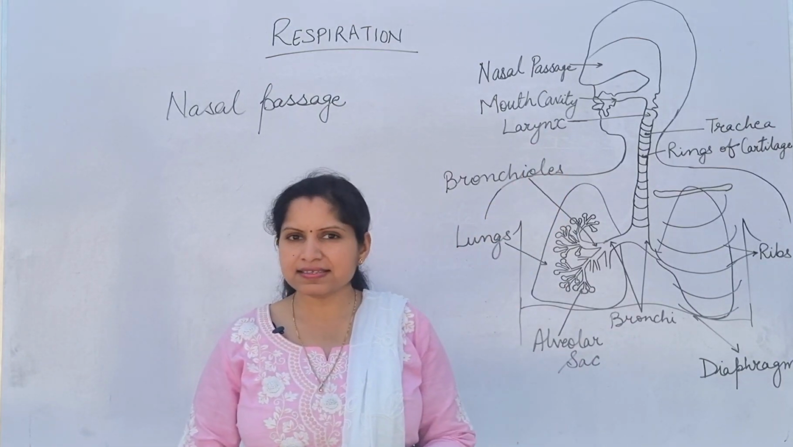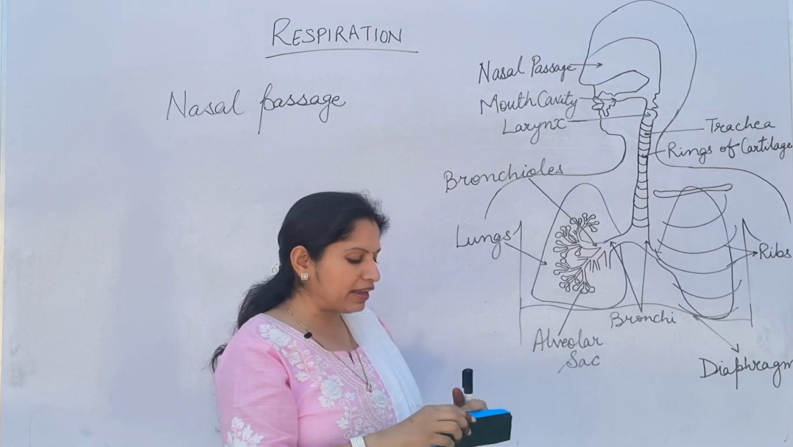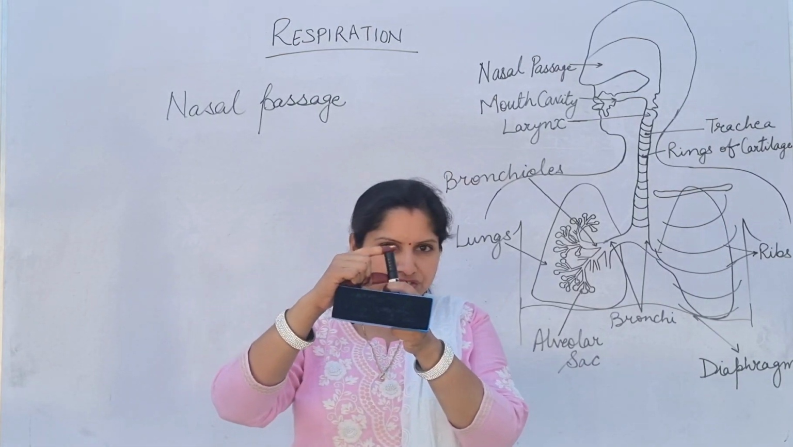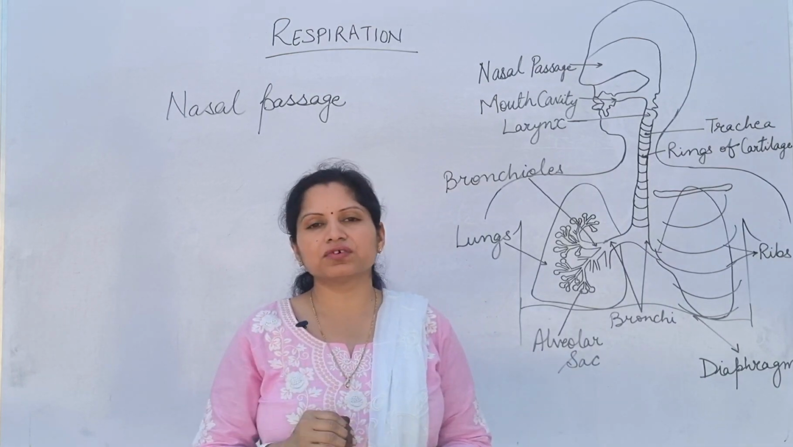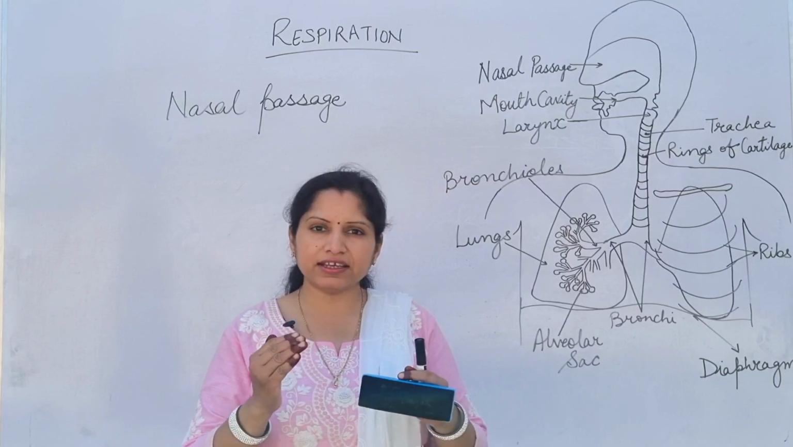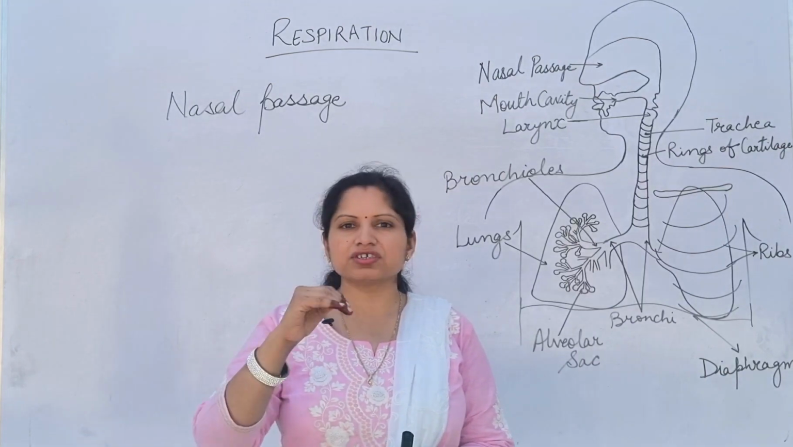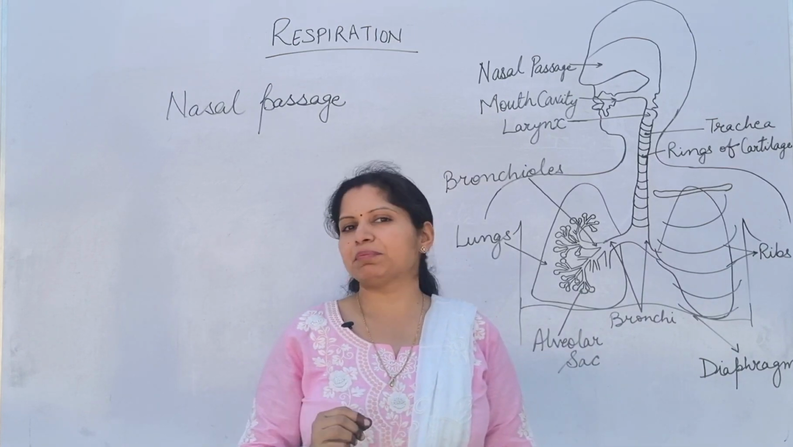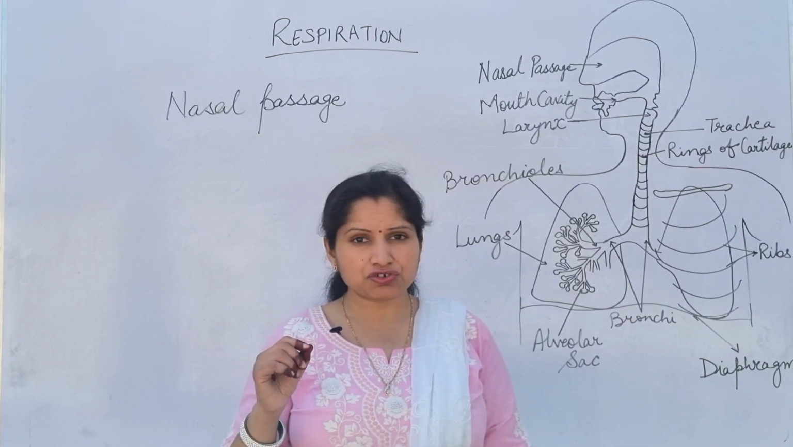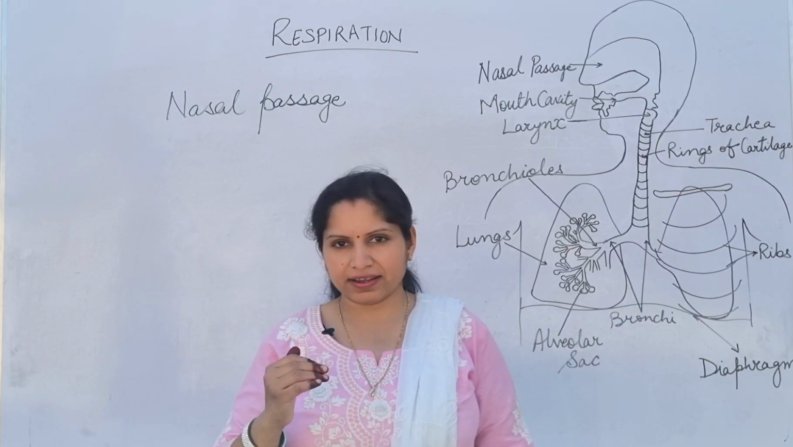So this larynx is covered by a flap-like structure. Flap-like structure means a lid-like structure. This flap-like structure covers the larynx and prevents the entry of food into the larynx. That flap-like structure is known as the epiglottis. Remember, that is called the epiglottis. It prevents the entry of any food particle or water into our larynx.